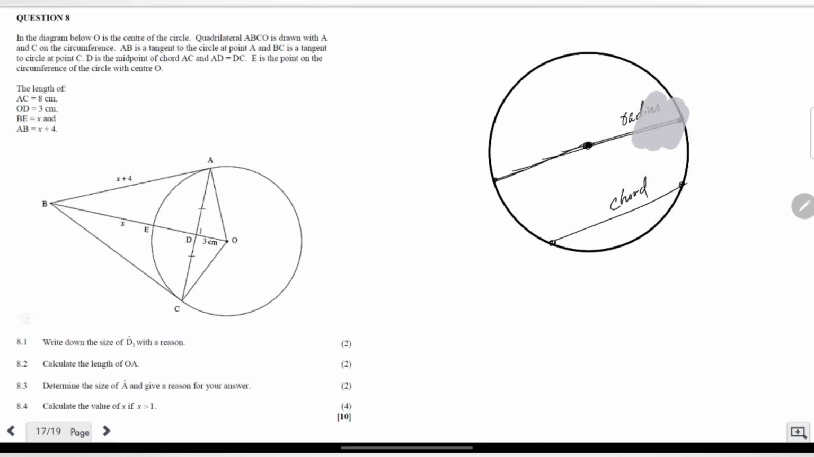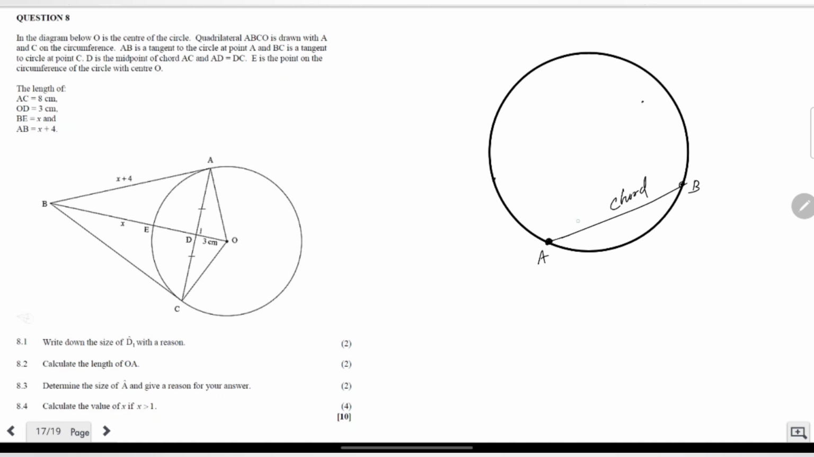What is chord? The line joining 2 points on a circle. The 2 points must be on the circumference. This round, see, these 2 points I'm talking, let me call it A and B. Point A and B. Clear?